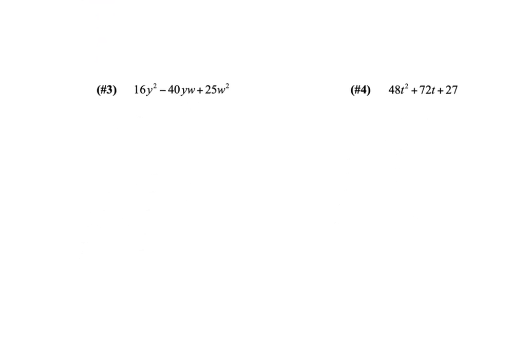Number 3. Ooh, those look like big numbers. So my first guess is maybe there's a GCF. Let's see, 16, 40, and 25. Ooh, that 25 doesn't look very good. So 16 doesn't go into any of those other numbers. I don't think there's a GCF here. Okay, well, then let's go to our terms.